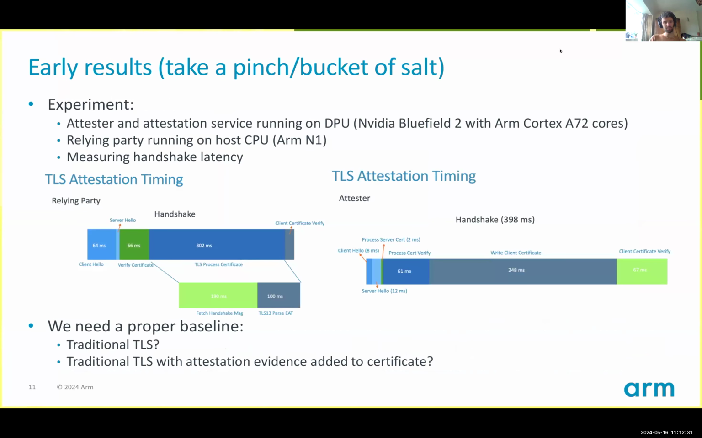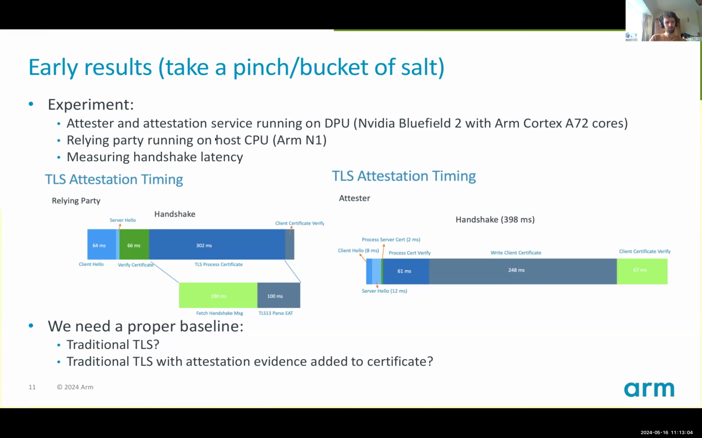We have some early results, but you should take them with a pinch of salt, because they sound a bit weird. The experiment we've been running is, we have two different machines. We have the attester and the attestation service running on the DPU. That's a bunch of ARM Cortex cores. And the relaying party is running on a separate machine, on ARM N1s. And we're measuring the handshake latency between those two machines.